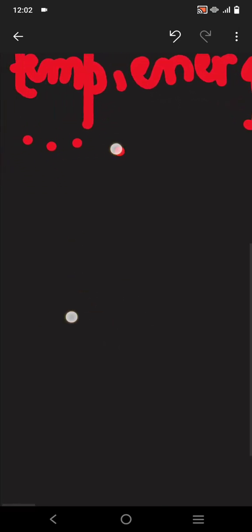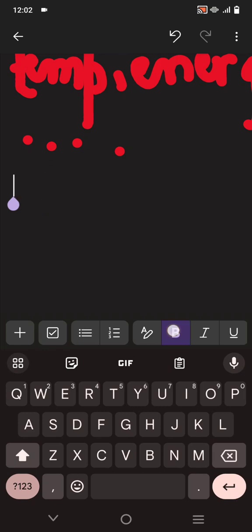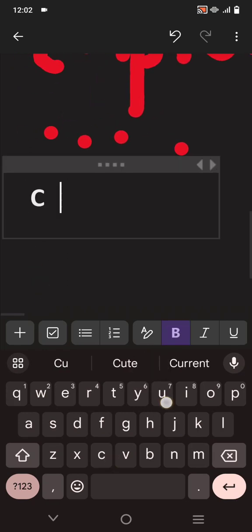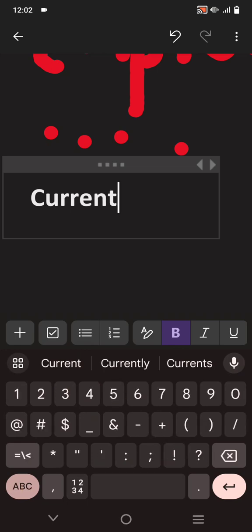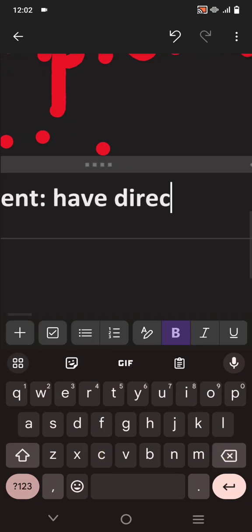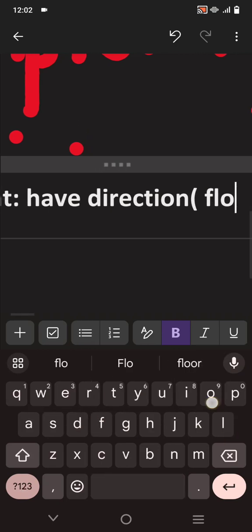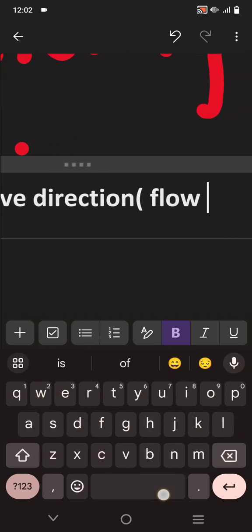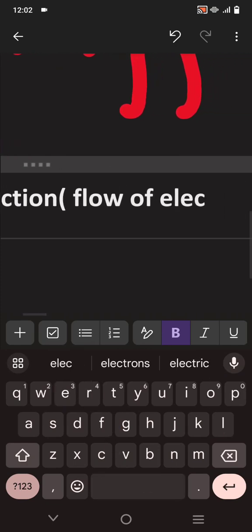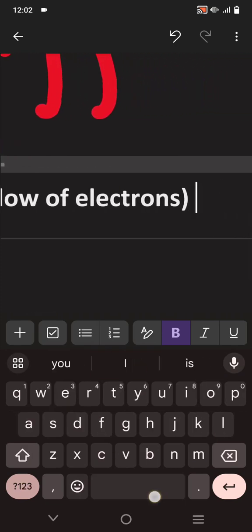How does current have direction? I'm going to say it's kind of current. Current has direction. How? Yes, exactly, because the flow of electrons is known as current. By this definition, we know that current has direction. If there is flow, it must be in some direction, right?